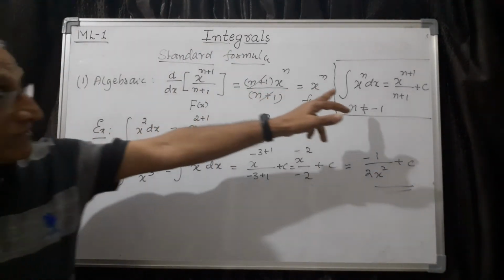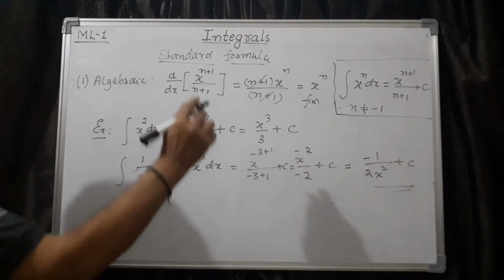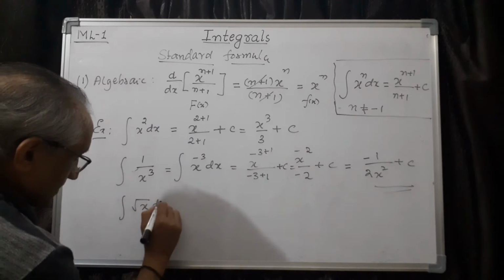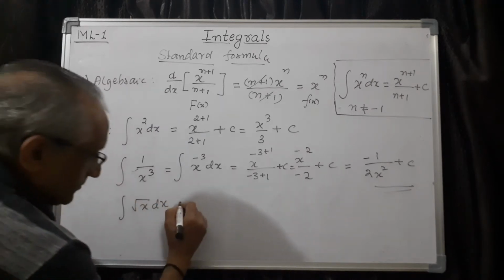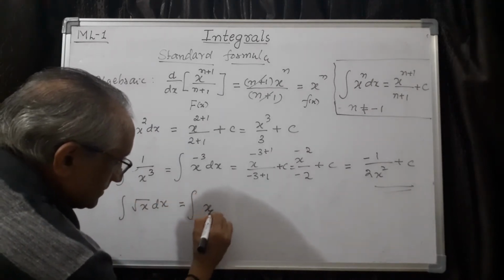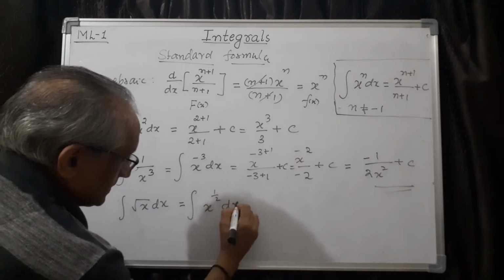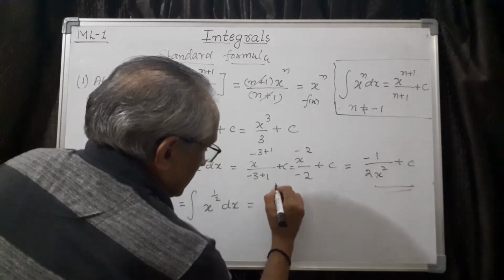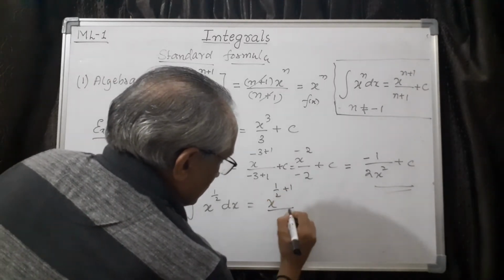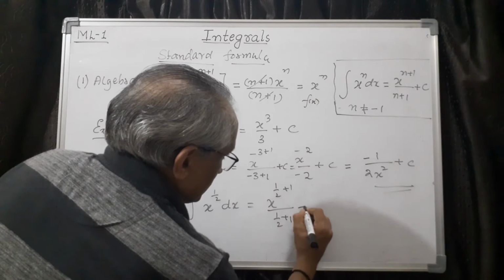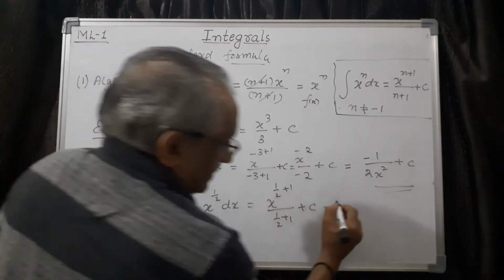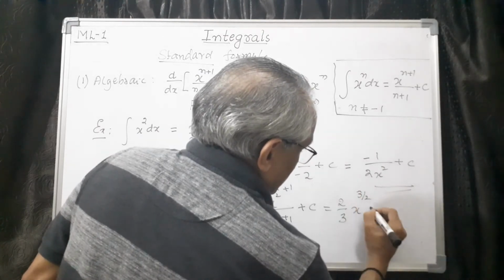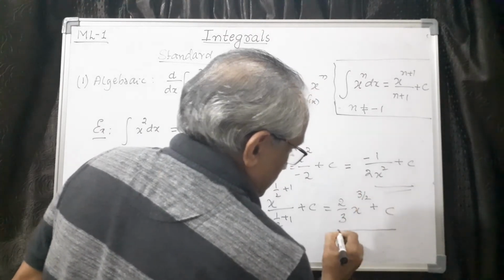And this formula is valid even if n is a fraction. See, for example, integration of root x dx. When you write it in the exponential form, it is x power half dx. Therefore, this is x power half plus 1 by half plus 1 plus c. But this you can write as 2 by 3 x power 3 by 2 plus c. So this is the answer.